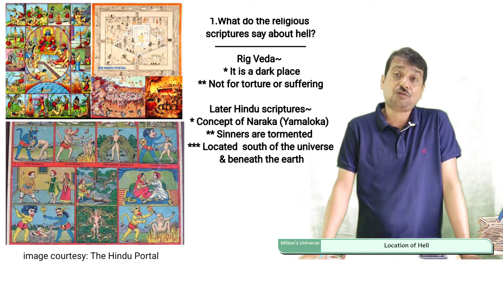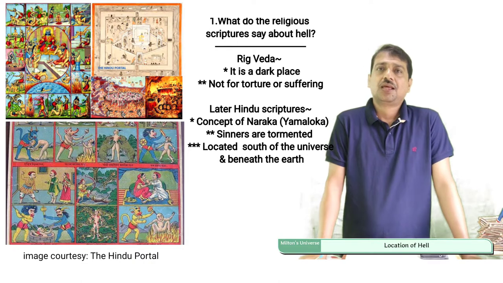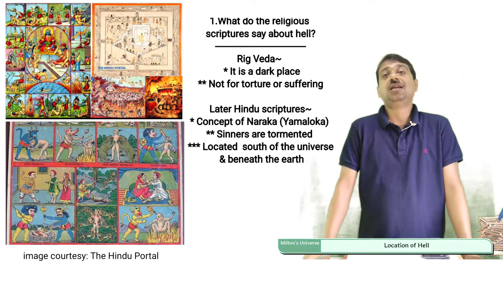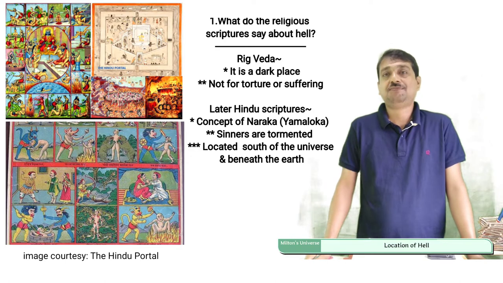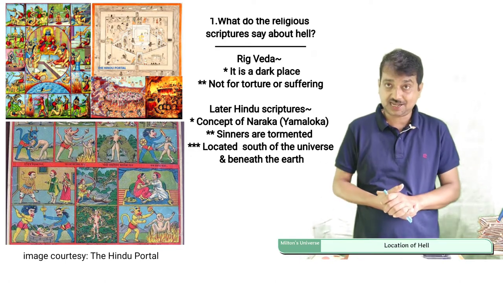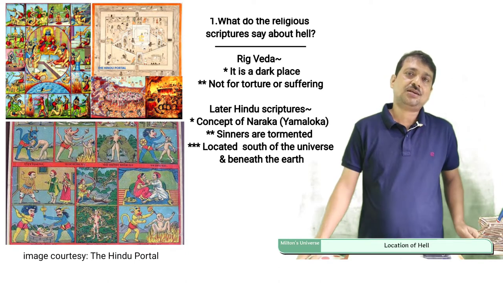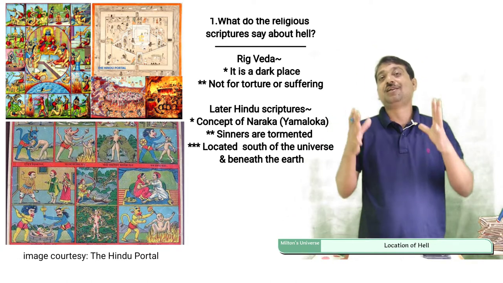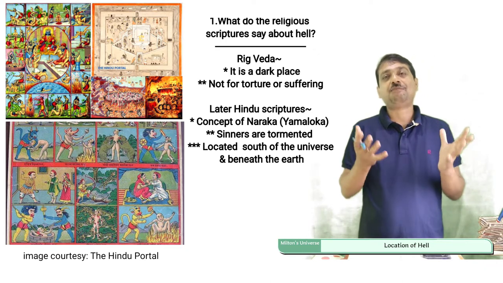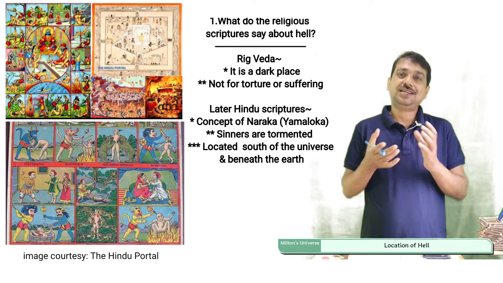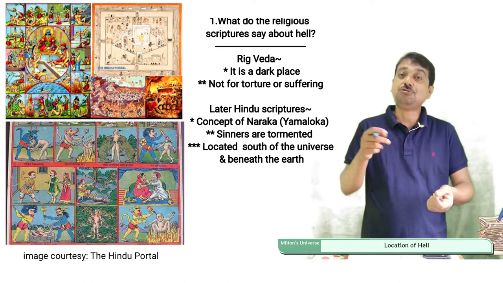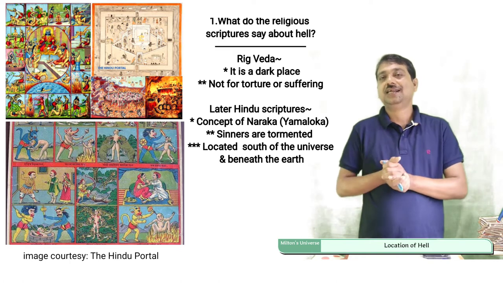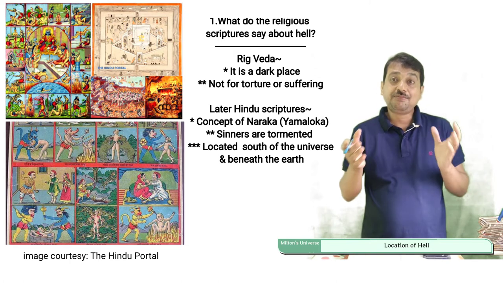Ancient Greek texts also mention hell. Later Hindu scriptures refer to various hells. In the Rig Veda only one hell is mentioned. It is a dark place, but no mention of torture or suffering in there. Naraka, the particular word we call Yamaloka, is the Hindu equivalent of hell, where sinners are tormented after death. It is also the abode of Lord Yama, the god of death. It is described as located in the south of the universe, beneath the earth. So here is the parallel, the biblical hell as well as the Hindu mythological hell are quite parallel.